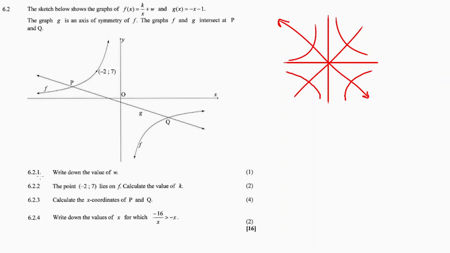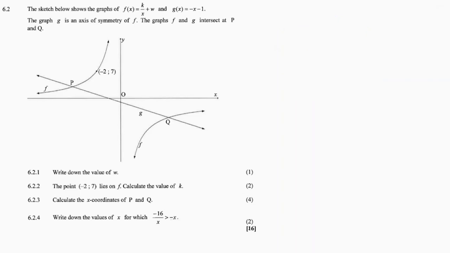Now with 6.2.1, write down the value of W. We want the value of W. Let's go. 6.2.1. The value for W, since g of x is minus x minus 1, what is it? It is the axis of symmetry.